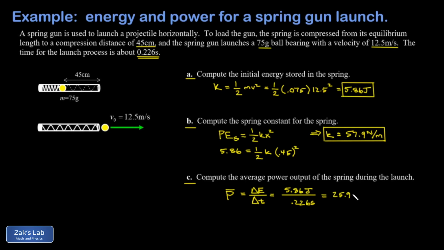But remember, joules per second have a special name. Those are watts. So we've got 25.9 watts of power being delivered by this spring on average during the launch, and we're done.